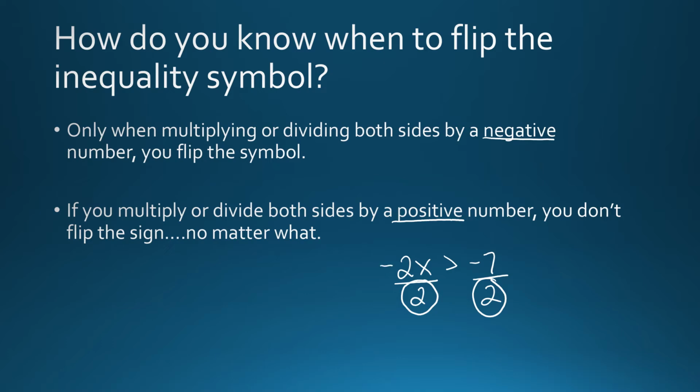If this happened to be a negative 2, then we would go ahead and flip the inequality symbol because now we're dividing both sides by a negative number. This negative 7 could be positive, it could be negative. That does not determine if we flip the inequality symbol. It's always what we're multiplying or dividing by.